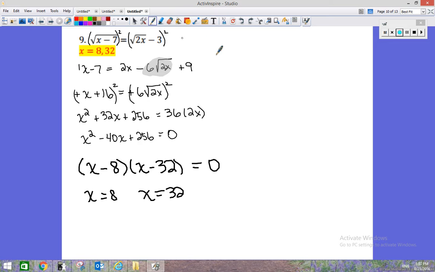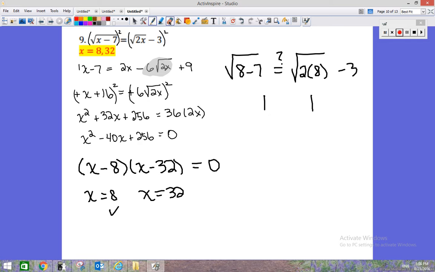Let's plug in 8 and see. So we've got 8 minus 7 on the left hand side. Well, that's going to be 1 because the square root of 1 is 1. And we've got 2 times 8 minus 3. Well, that's 16, and the square root of 16 is 4, and 4 minus 3 is also 1. So this guy checks.